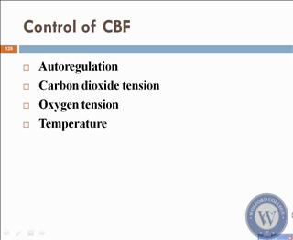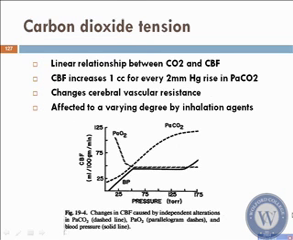The control mechanisms of autoregulation are critical: carbon dioxide tension, oxygen tension, and temperature. This is where I want you to be. This is what I expect you to know for your exam as well. We'll almost stop here. We've got 3 more minutes and we'll stop. The linear relationship between CO2 and cerebral blood flow should be clearly understood.